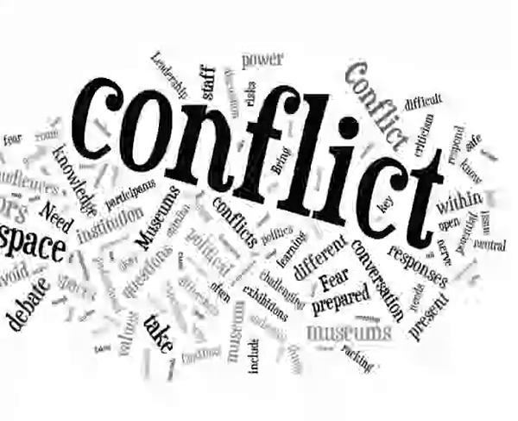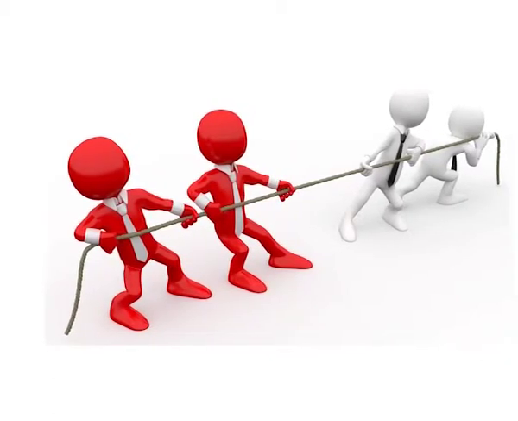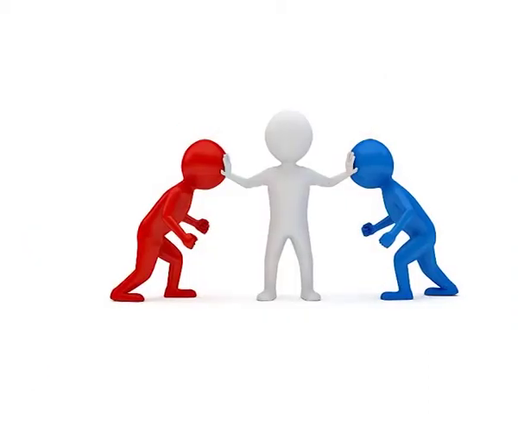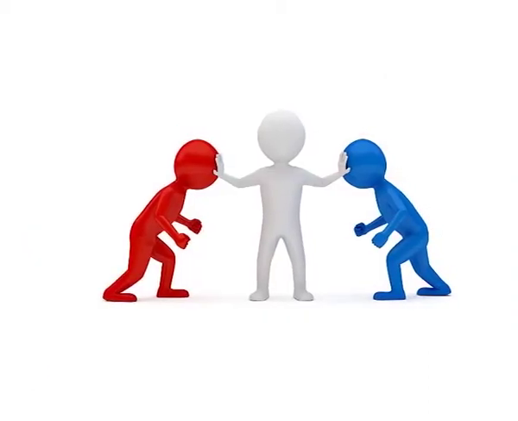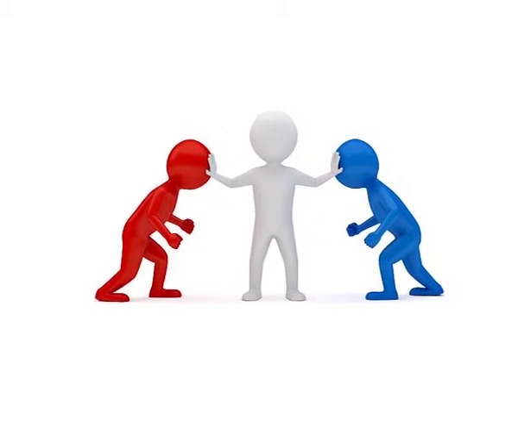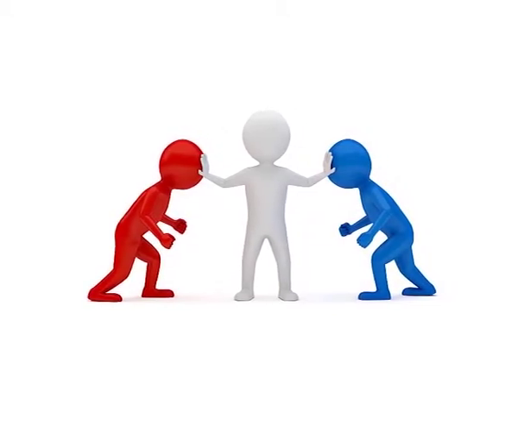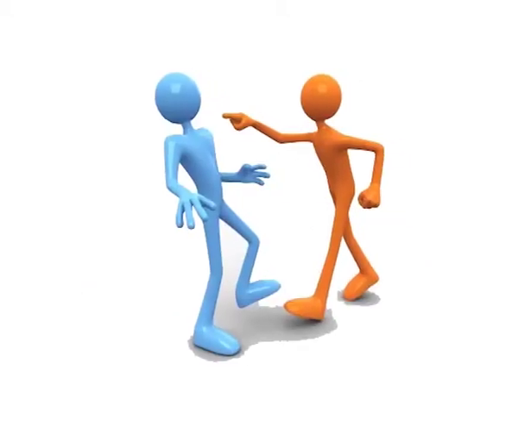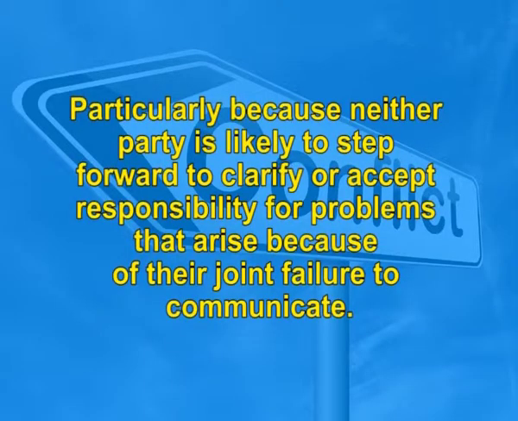Conflict. People who have conflicting views may find it hard to communicate with each other. Their attitudes may prompt them to avoid one another and limit all forms of communication and interaction. This can lead to a variety of miscommunication problems, particularly because neither party is likely to step forward to clarify or accept responsibility for problems that arise because of their joint failure to communicate.